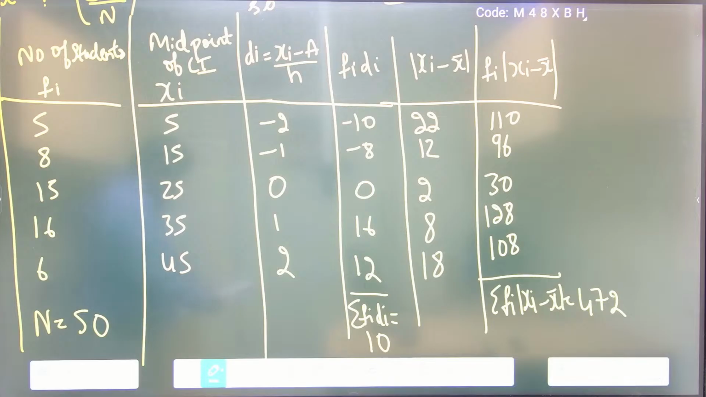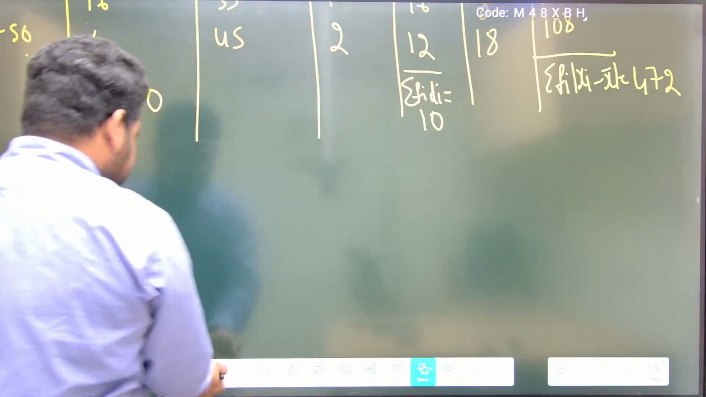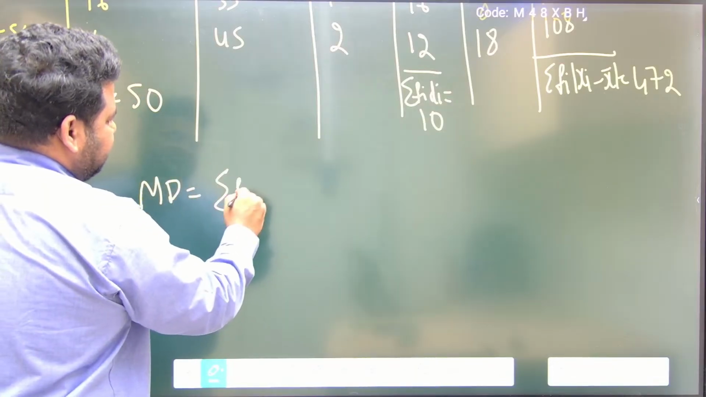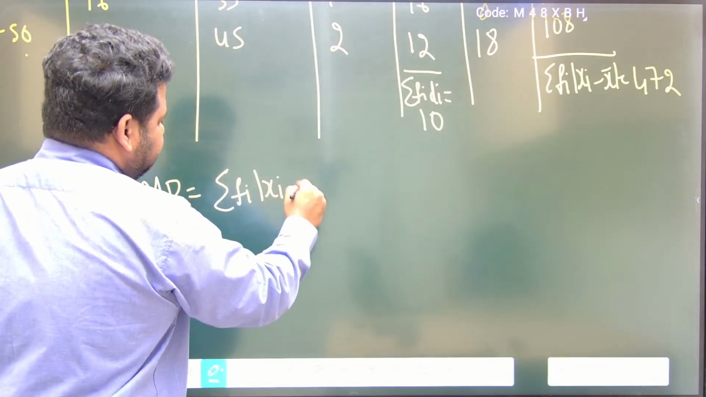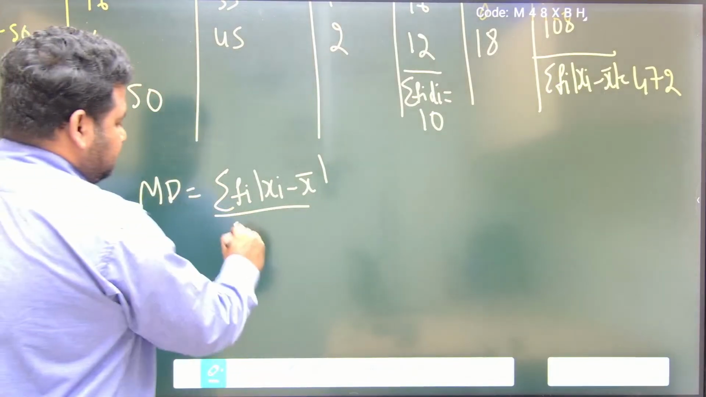What will we be getting? We will be getting 472. Now what do we have to do? We have to find the mean deviation about the mean. What is the formula? Mean deviation about the mean is the summation of fi into the modulus of xi minus x bar, divided by n.